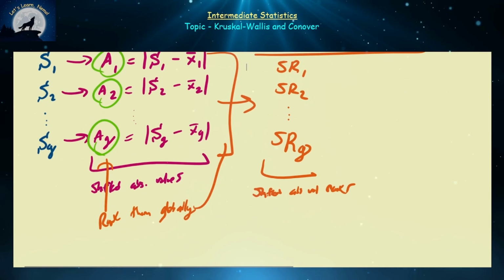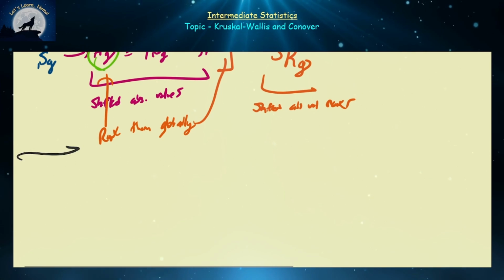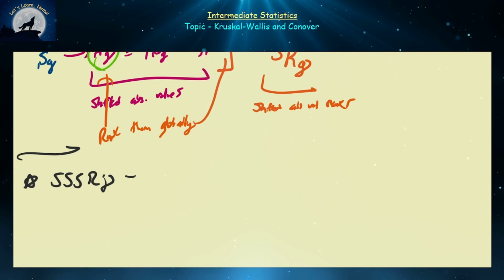Okay? So once we have our shifted absolute value ranks, what we're going to do is calculate a couple of metrics. So the first value I'm going to call the SSSRJ. Now, that's a long abbreviation, but what exactly is that? So I'm going to write down the formula here. So this is going to be the sum from i equals 1 to nj. So each group is going to have one of these.